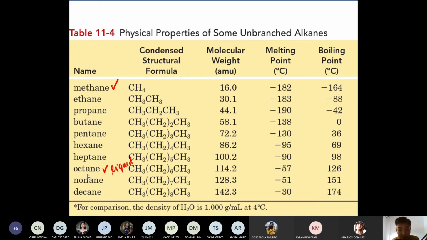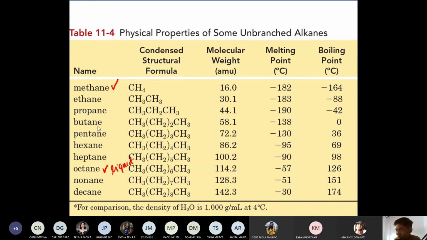However, for octane, ito yung nasa gasolina. Kailan siya magbo-boil off? 126 degrees Celsius, no? So that means this will exist as liquid, no? Okay? So liquid 'yan. Kaya ito yung ginagamit sa gasolina kasi liquid, no? Okay? Tapos mataas din yung boiling point niya. Okay? So ganun lang yung concept, no?